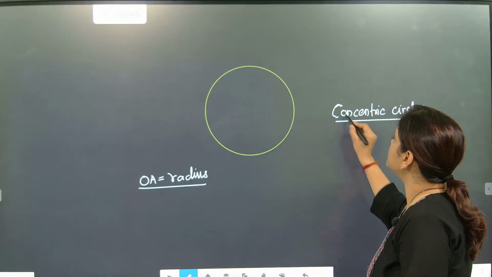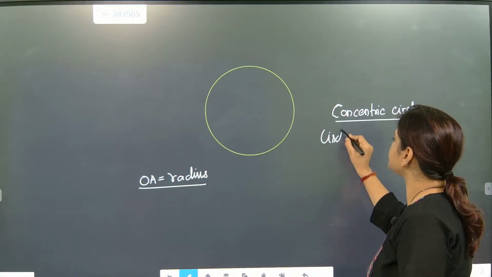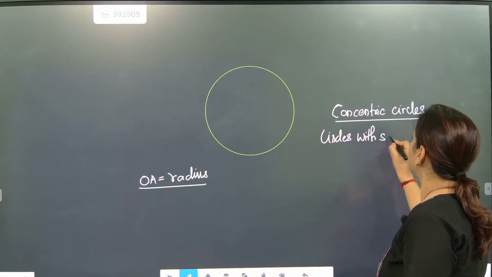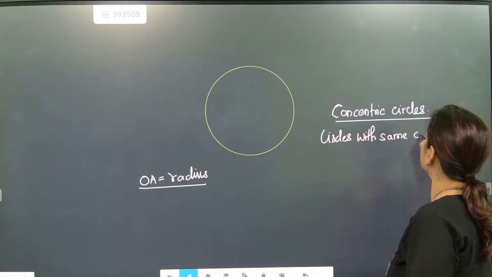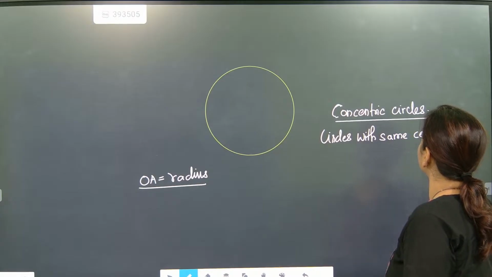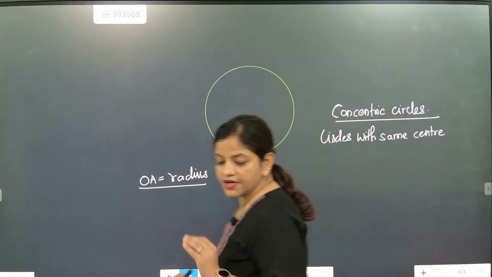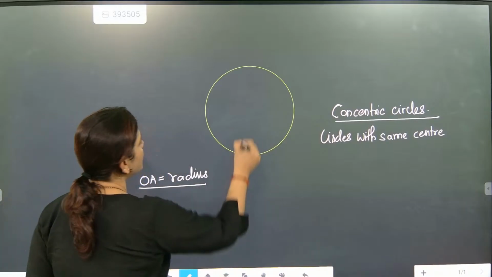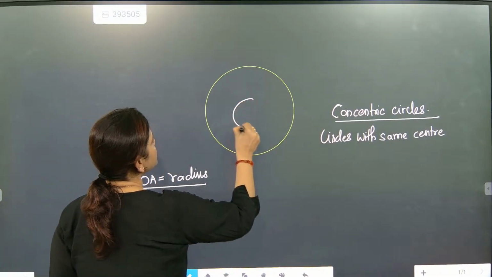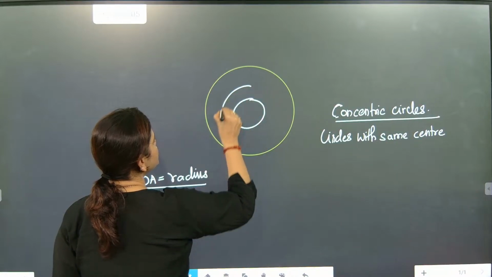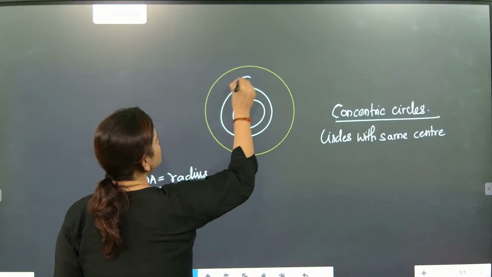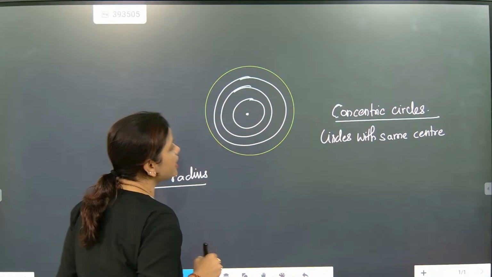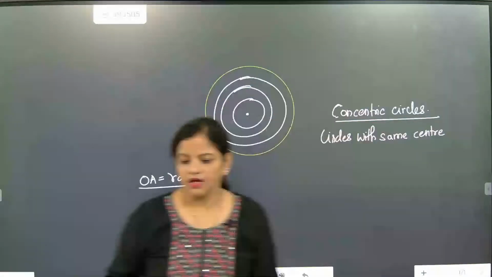Concentric circle means circles with the same center. So here, this is concentric circle. This is exactly concentric circle. So all the circles having the same center are considered as concentric circles.